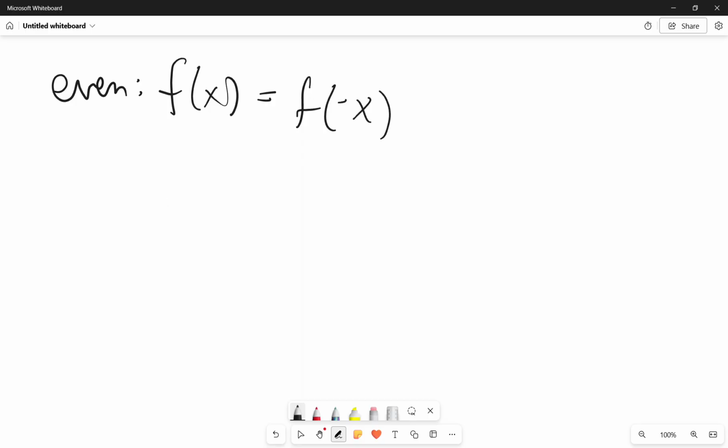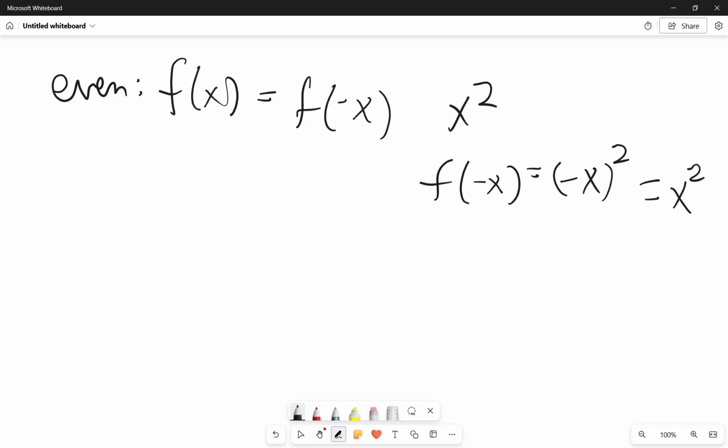A good example of this function, which is easy to understand, is x squared. Let that be f of x. So f of negative x is going to be equal to negative x squared. But since it's a squared term, the negative sign gets canceled out. So that becomes x squared, which is the same as the original one. So that's an even function.